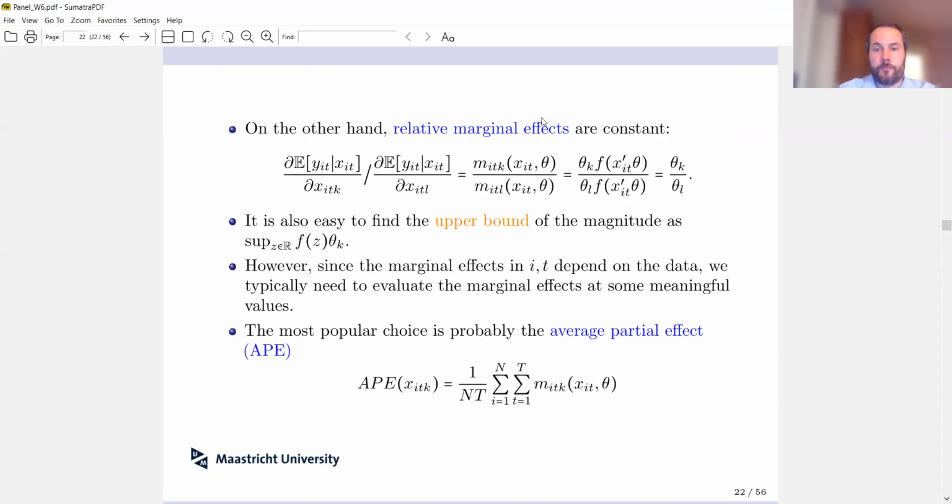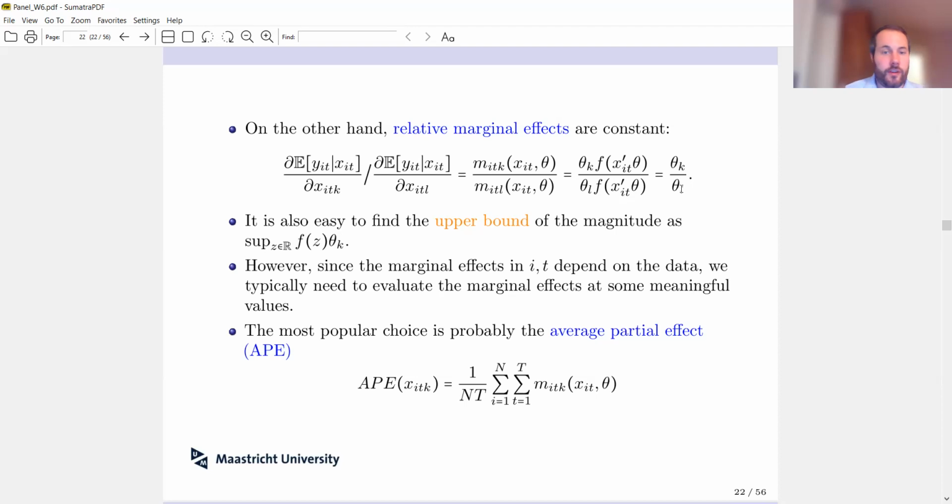So what you can do, for instance, is compare relative marginal effects. If you look at the marginal effect of the k-th component versus the l-th component, and you plug in all the formulas, you will see that this will be the outcome. If the final outcome is 2, then you will find that a marginal increase in the k-th component of x has twice as large an effect as the marginal increase in the l-th component.